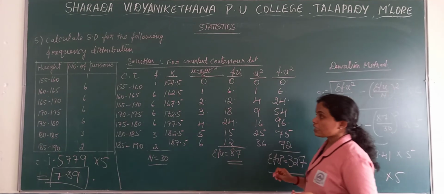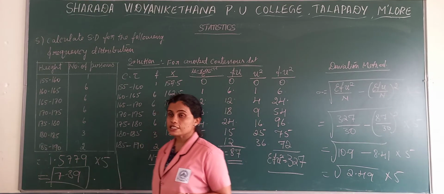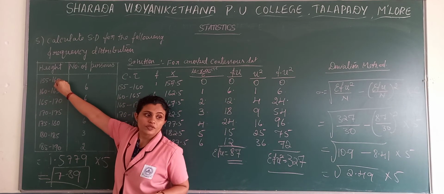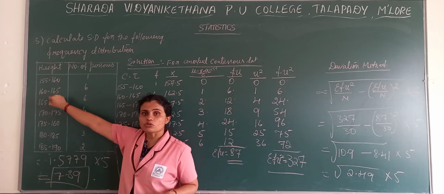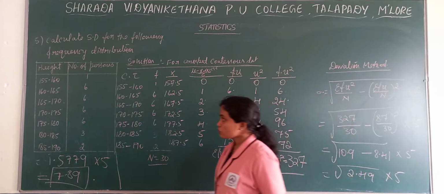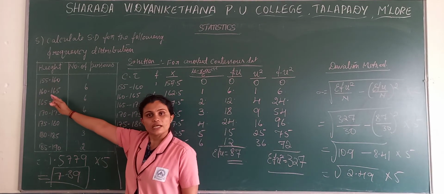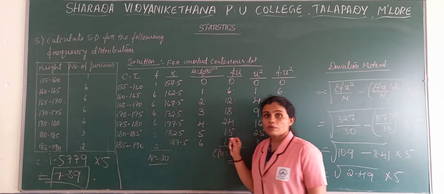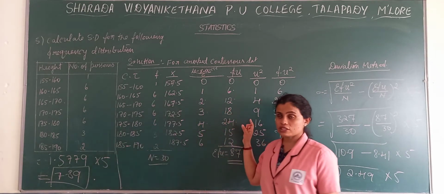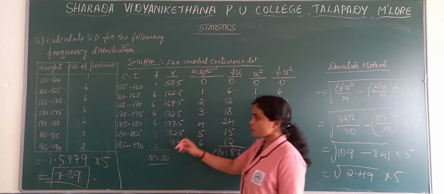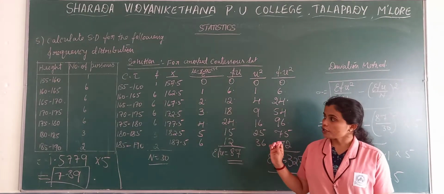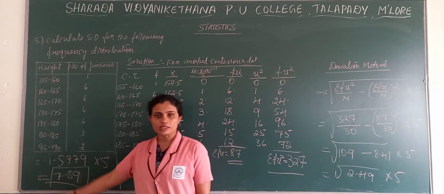So when you have continuous series, you check the values there. If you have 10 to 20 and 20 to 30, 30 to 40, you can go with direct method, fx and fx square. But when you have values like 150, 160, it is better to go with deviation method, because when we try this formula with direct method, we get the larger values. It is difficult to calculate. So when you have larger values here, in case of continuous series, it is better to go with deviation method. Or else, if it is smaller values, you can go with the direct method.